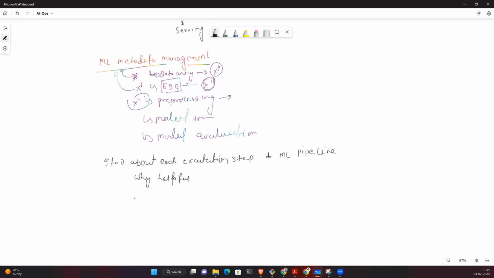So first let me write that. Number one, reproducibility. Number two, comparison. Number three, artifact lineage. Number four, debugging. Okay.